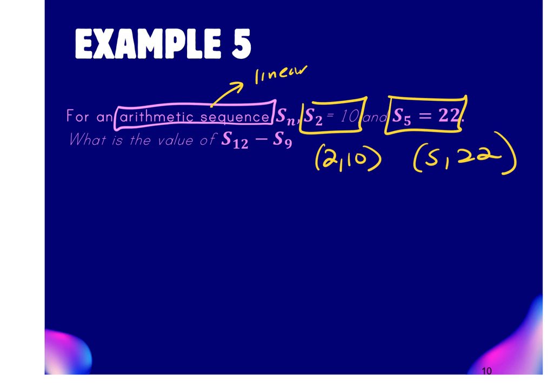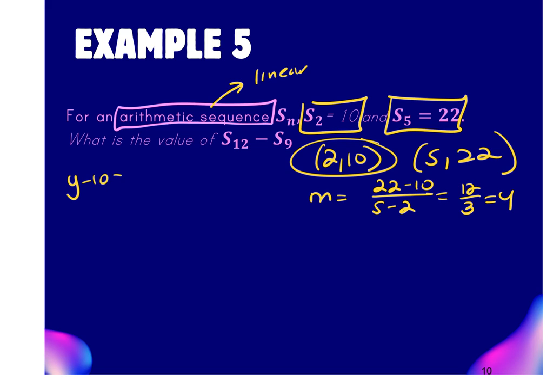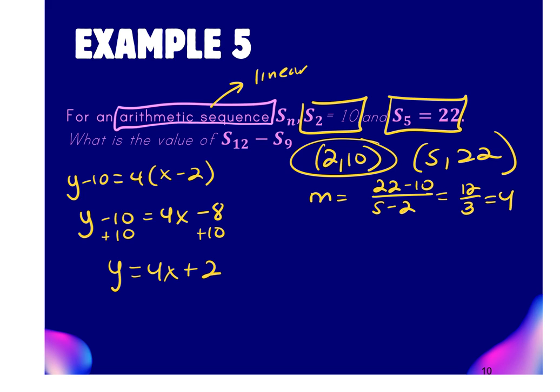Now, with those 2 coordinate points, I could make an equation that could tell you any point on this line, right? Or any data point on this sequence. So I could say my slope is 22 minus 10 over 5 minus 2, which is 12 over 3, which is 4. Slope is 4. And then I could pick either point, plug it into point slope or slope intercept. So I'm going to use (2, 10). y minus 10 equals 4 times x minus 2. y minus 10 equals 4x minus 8. Add the 10, and y equals 4x plus 2.